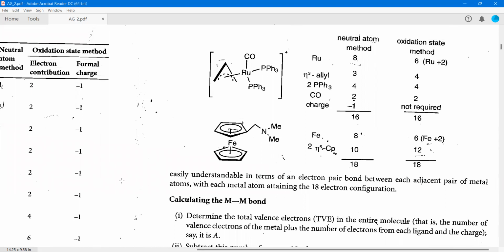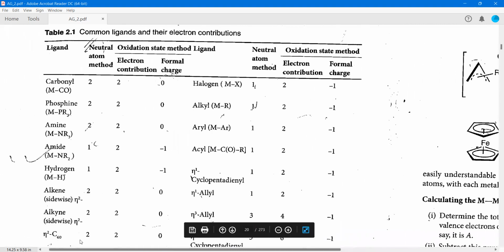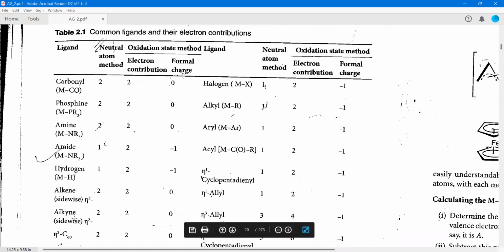So first of all, we'll be counting the number of electrons in the metal complex, and then using that information, we can calculate the number of metal-metal bonds in the metal complex, and also the number of bonds per metal in the complex. But before that, we need to know the counting of the electrons before calculating the metal-metal bonds and the number of bonds per metal atom.